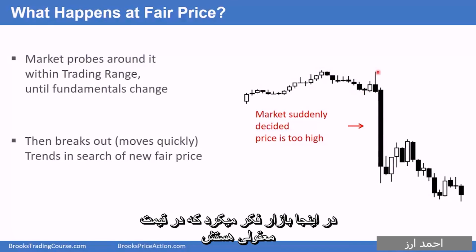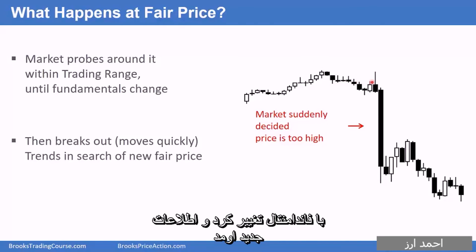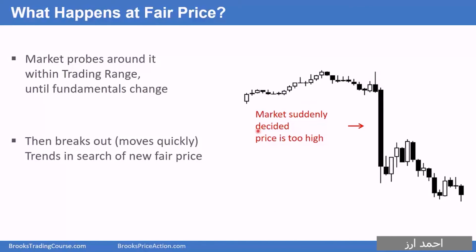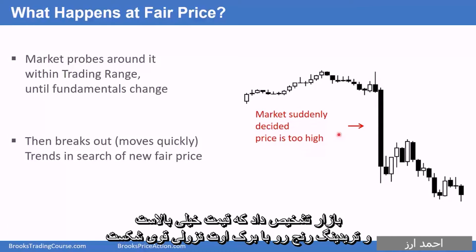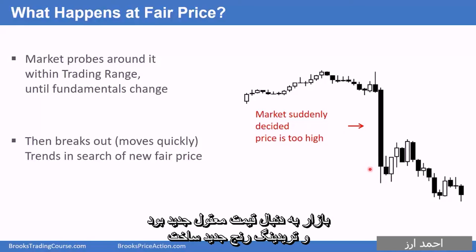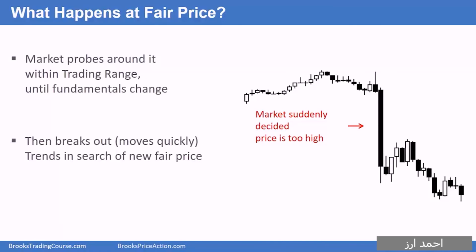So for example, here the market thought this was a fair price. And then the fundamentals change. Some piece of information comes out, in this particular case, and the market suddenly decided that the price was way too high. And we got a big bear breakout below the trading range. The market is in search of a new fair price, where it will oscillate around and create a new trading range.